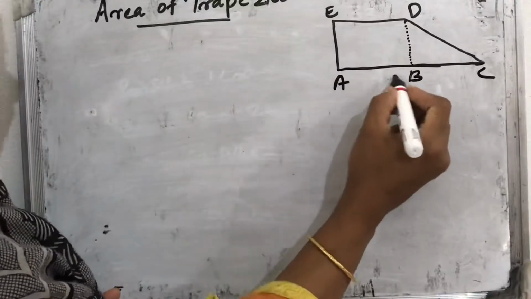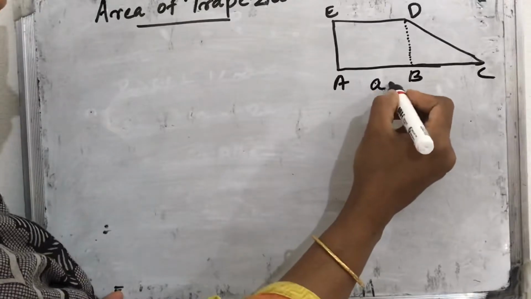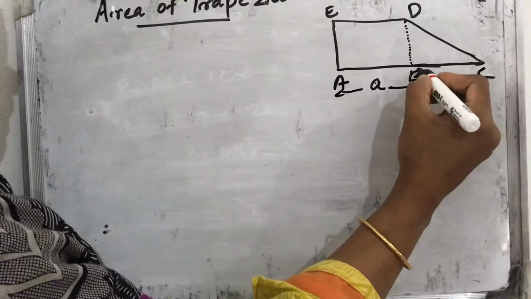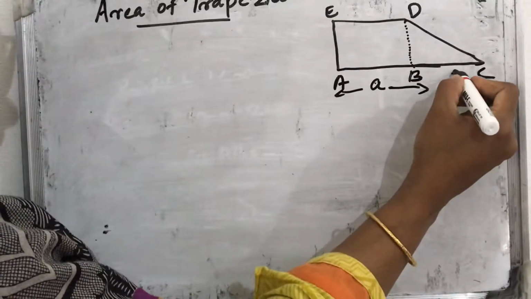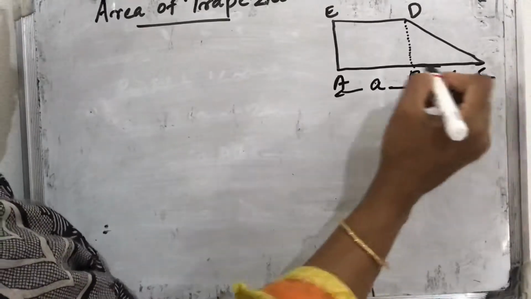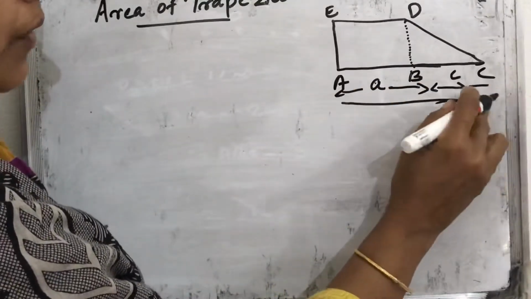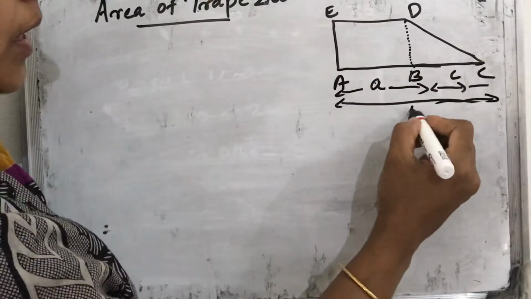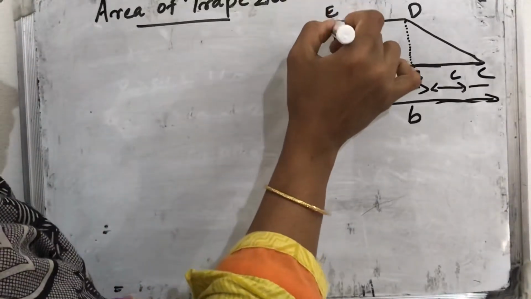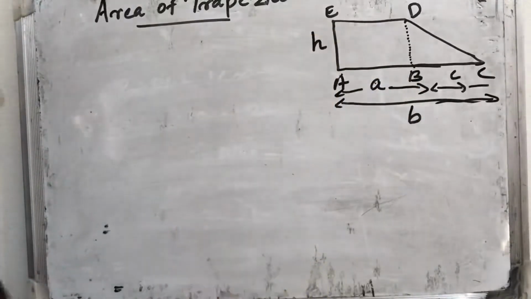Here the length from A to B, we take as a. Then this length BC we take as small c. And the total length from A to C, we take as b. Also the height, that is the distance between A and E, we take as h.